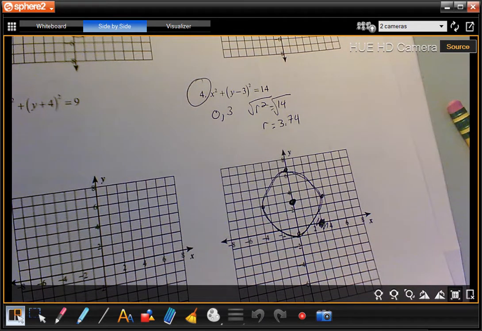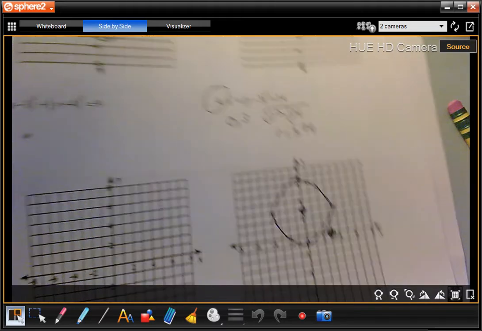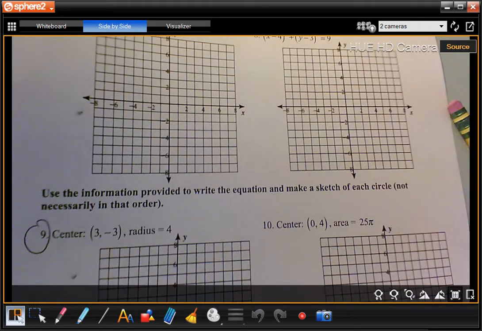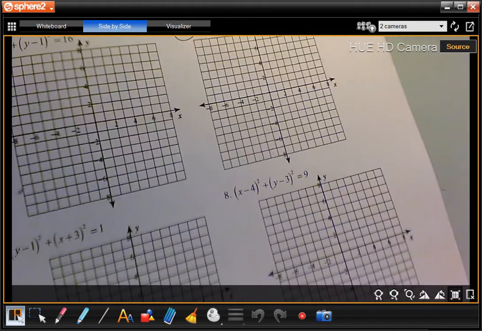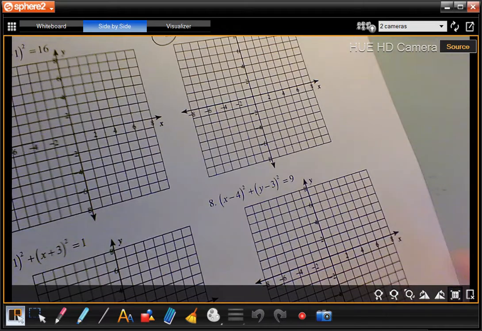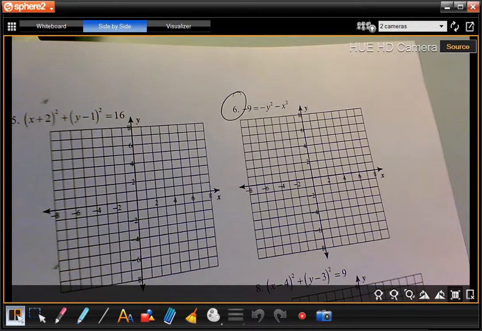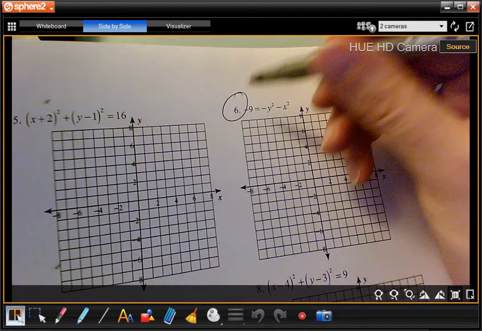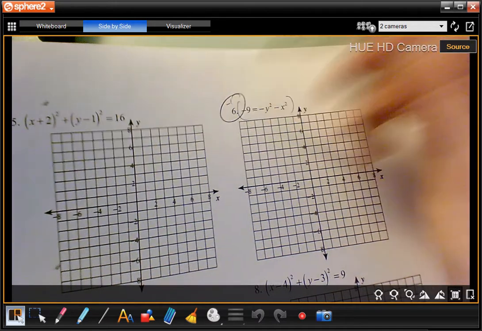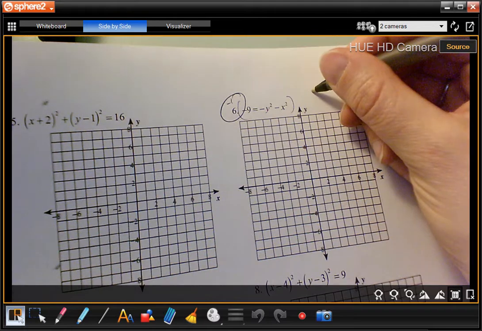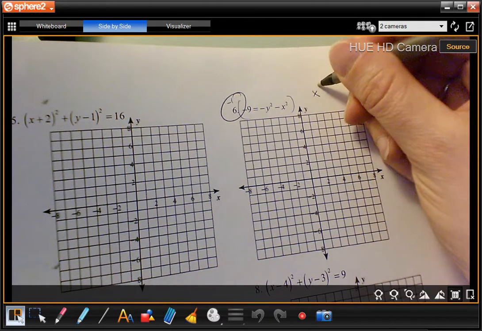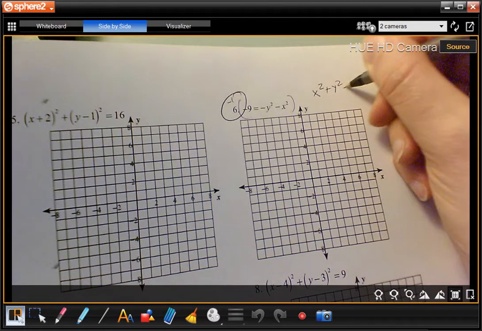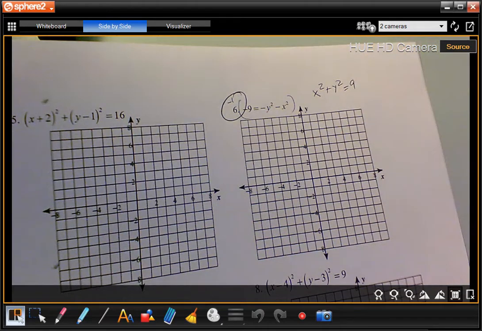Okay, let's go ahead and look at the back. We're going to do just a few problems back here. Number 6 looks strange. It says negative 9 equals negative y squared minus x squared. So all we're going to do, guys, is times these by a negative 1. And then we're going to switch sides. So we have x squared plus y squared equals 9. All right? So we just moved a couple things around getting that for our answer.